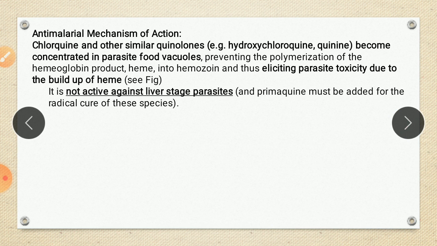These drugs are not effective against the liver stage parasite, that is the exoerythrocytic stage, because these drugs act on the blood, the erythrocytic stage. So this is the mechanism of action through which almost all antimalarial drugs act.